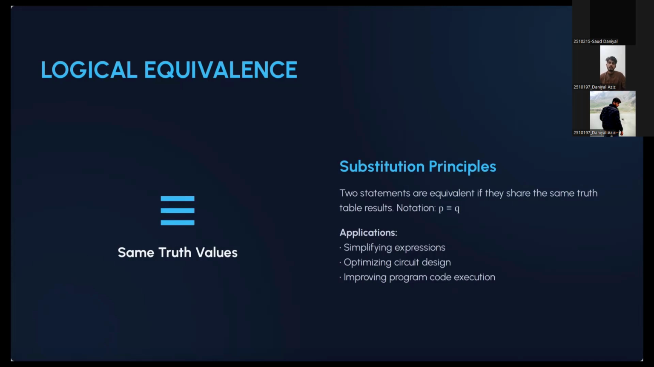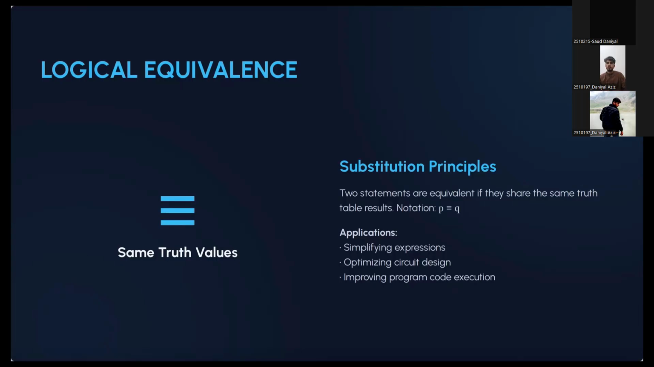Now we move to the importance of logical equivalence. Logical equivalence is very useful because it helps simplify complex logical expressions. It reduces the complexity of digital circuits. It improves program efficiency in computer science. It makes problem solving easier in mathematics and logic. Therefore, logical equivalence allows us to replace one statement with another equivalent statement without changing the final outcome.